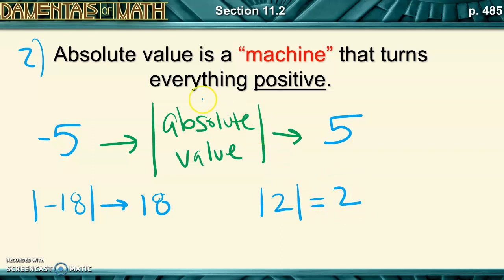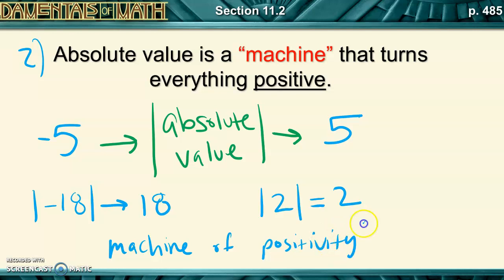So one way we can think about it is a distance from 0 on a number line. Absolutely true. The absolute value is also like a machine that turns everything positive. If it's negative, it becomes positive. If it's positive, it stays positive. It is a machine of positivity.